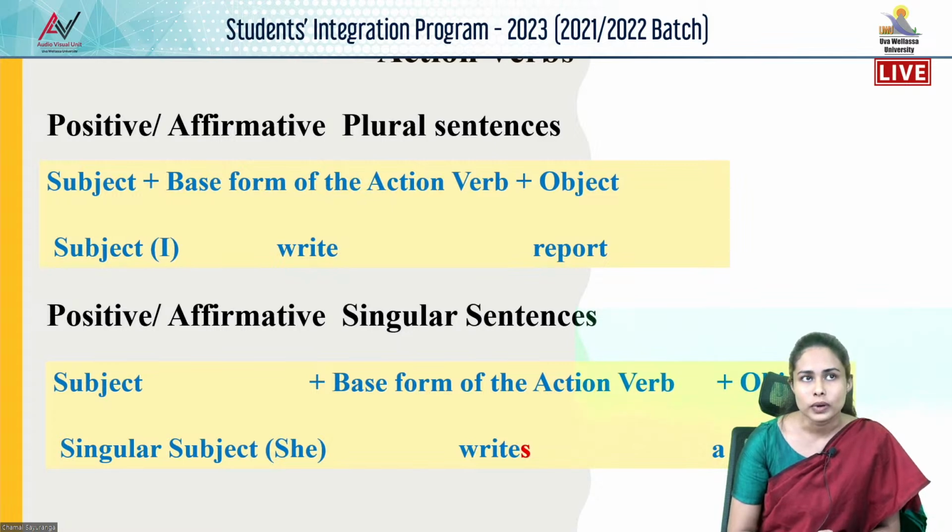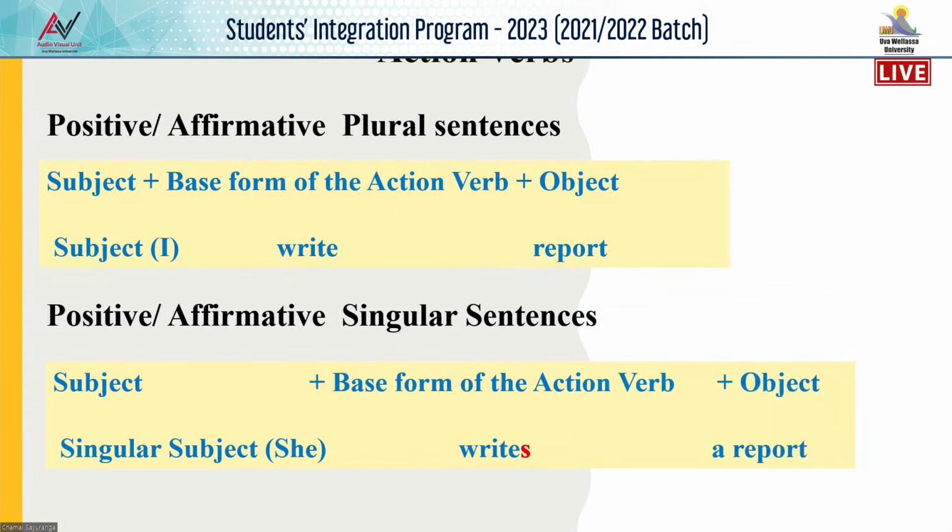But when it comes to simple present tense singular sentences, that means if the subject is singular, then please remember, make sure to include what you should include there. What's the difference between the previous sentence and the sentence below? We have to put S. Yeah, very good. Yeah, you have to put S.